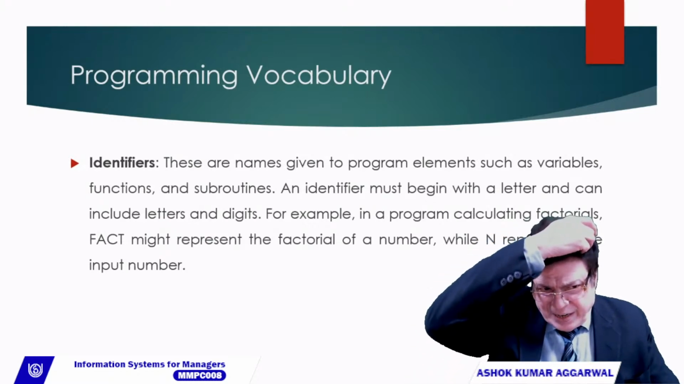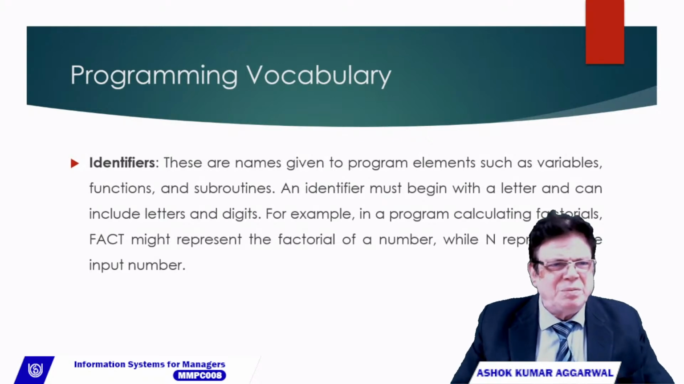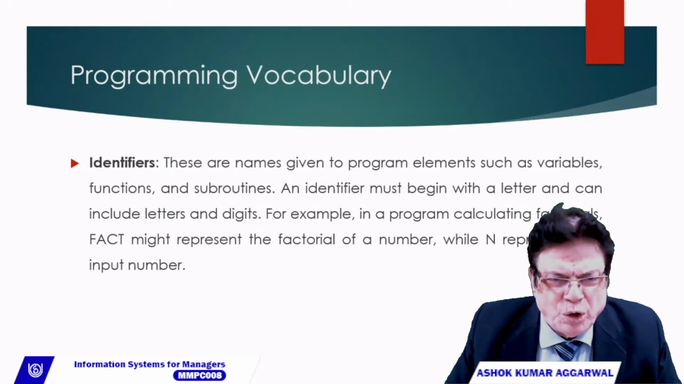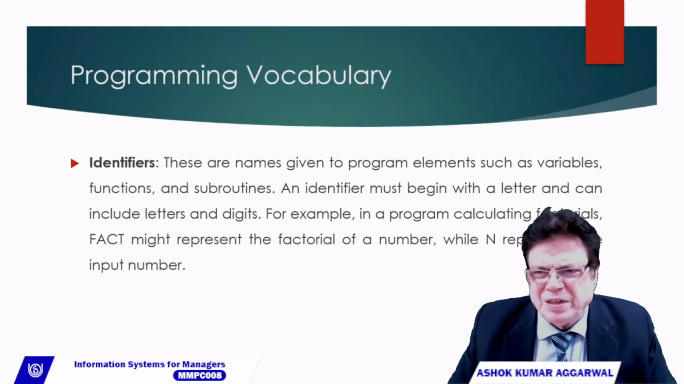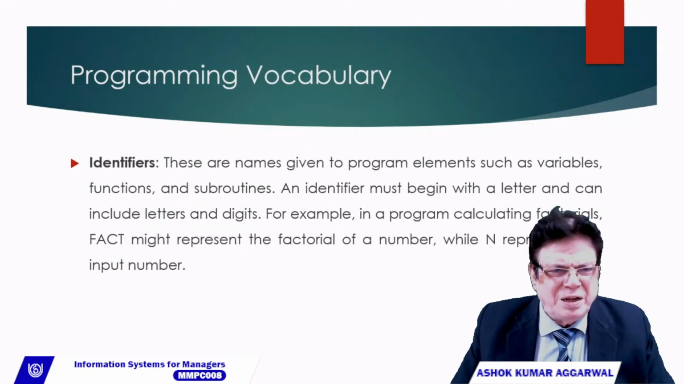Next is identifiers. These are names given to program elements such as variables, functions, and subroutines. An identifier must begin with a letter and can include letters and digits. For example, in a program calculating factorials, fact might represent the factorial of a number, while n represents the input number.